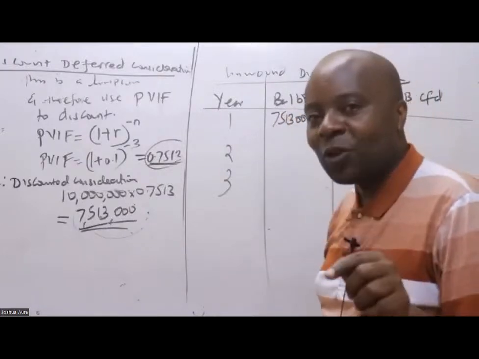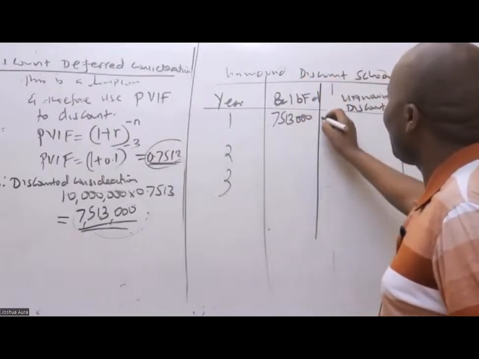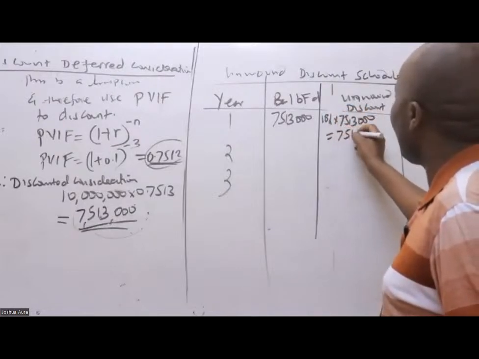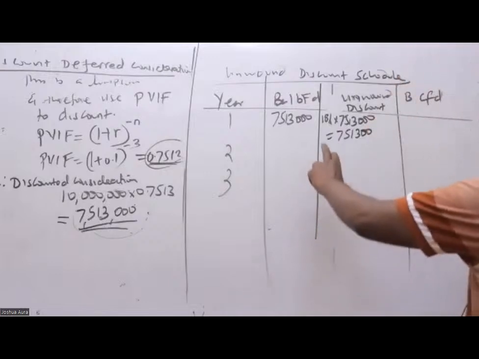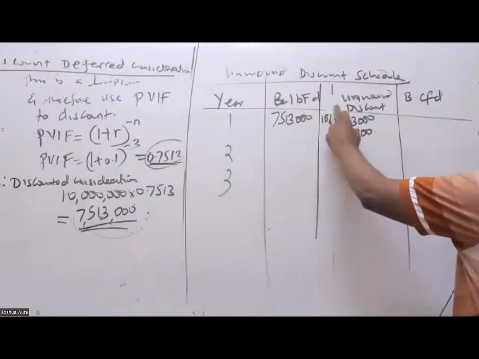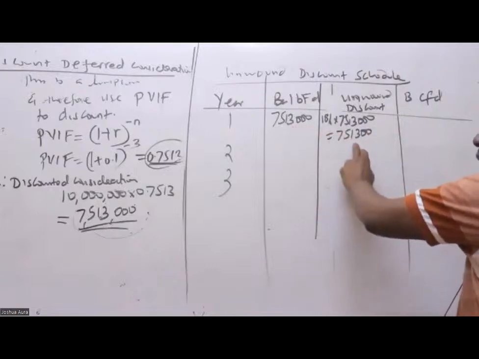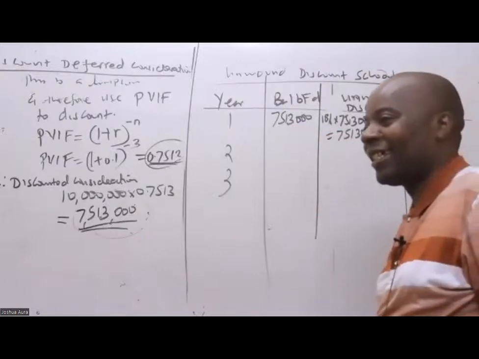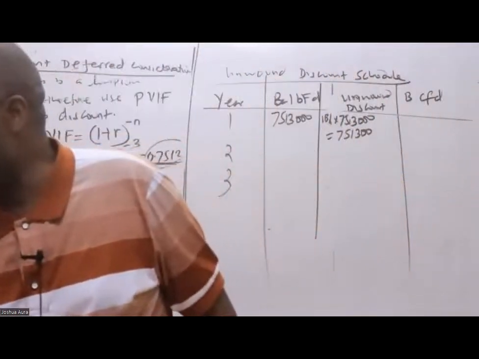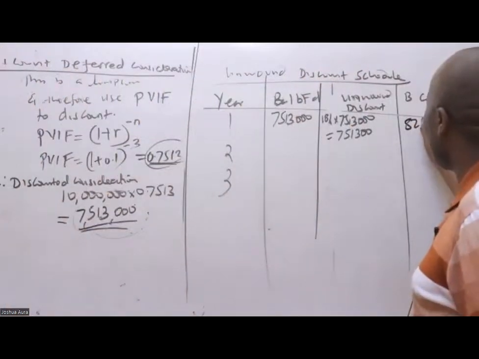Remember, to unwind the discount, we use the cost of capital. So here we'll talk of 10% of 7513,000, which will be 751,300. So balance carried forward will be this plus this. We take this plus the unwound discount, because now we are reversing the discount. Can somebody give me this plus this? 82, 64, 300.